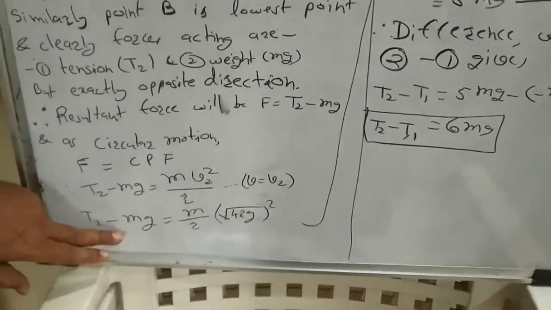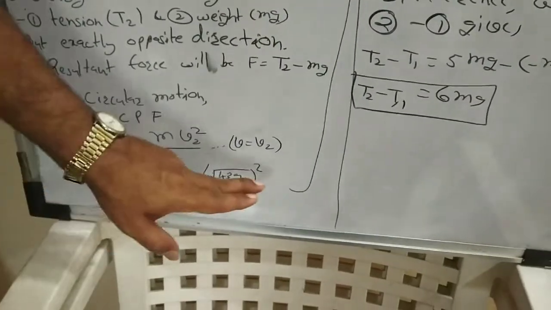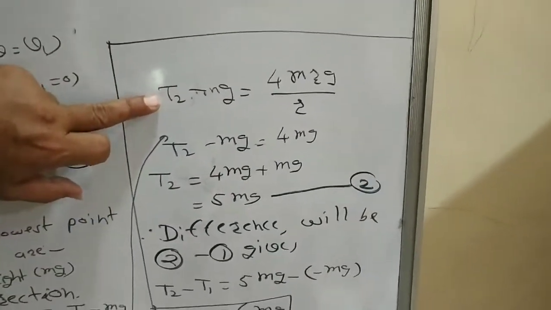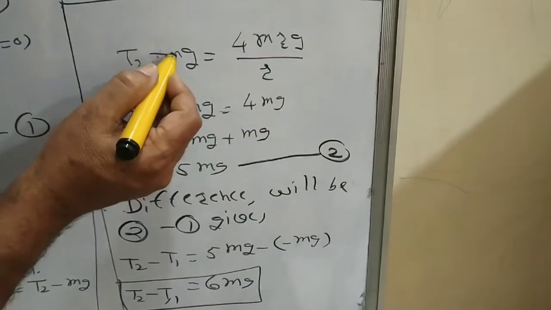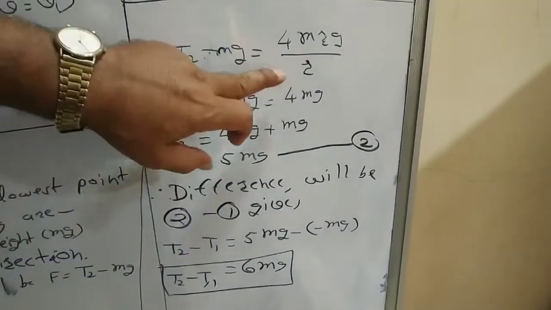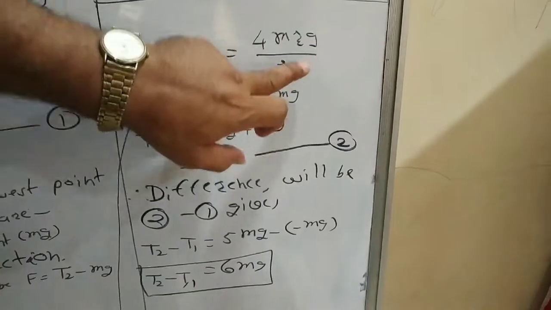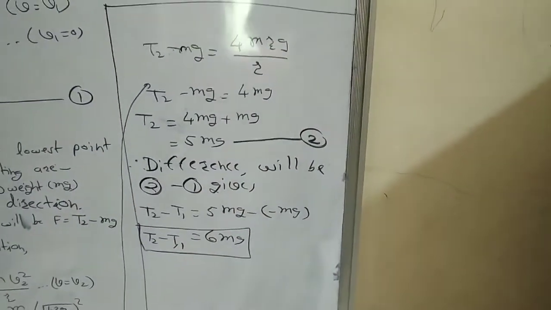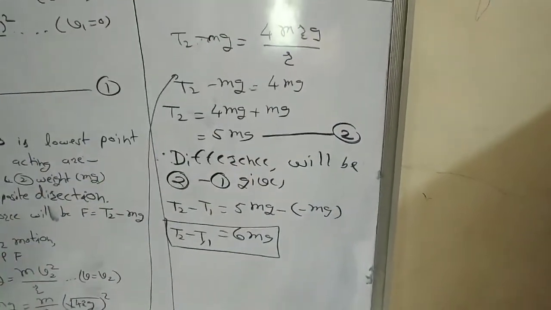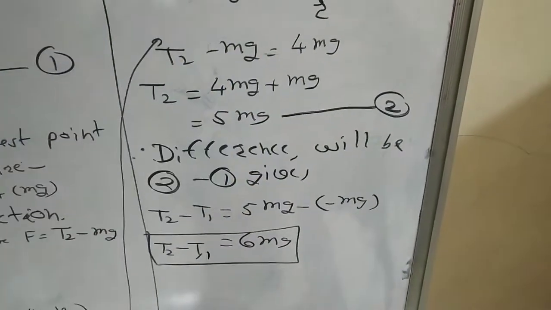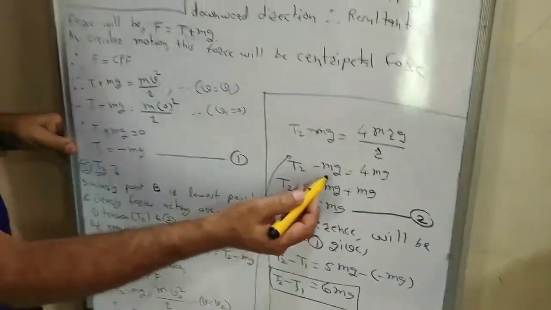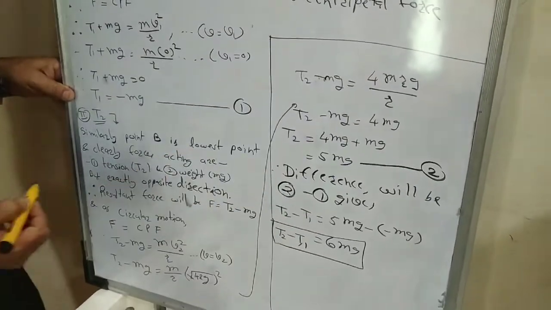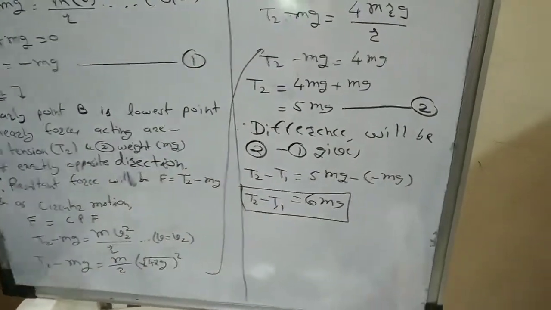So we get T2 minus mg is equal to m upon r in a bracket, under root 4gr, whole square. Because of the square, the root sign is gone. So we get 4mgr upon r. This r and this r get cancelled, as the common term is cancelled from numerator and denominator. So we get T2 minus mg is equal to 4mg. Now this mg on this side becomes positive. So T2 is equal to 4mg plus mg, that means 5mg. Equation 2.